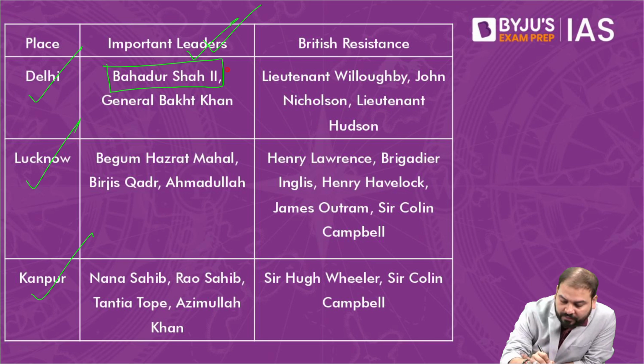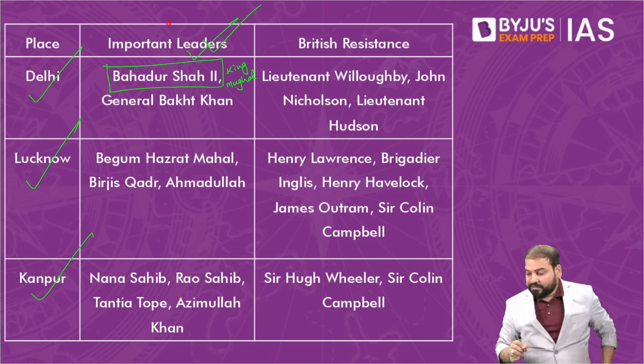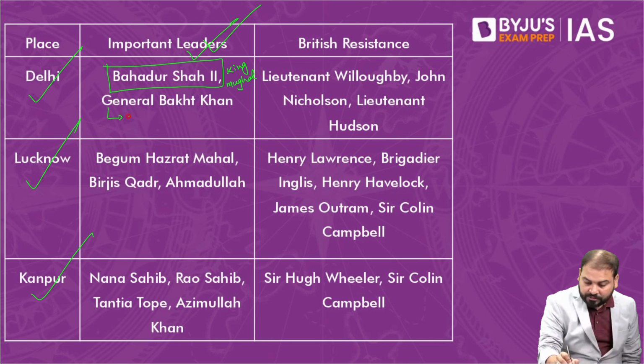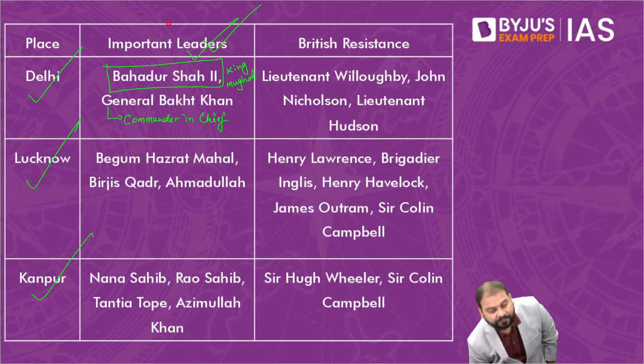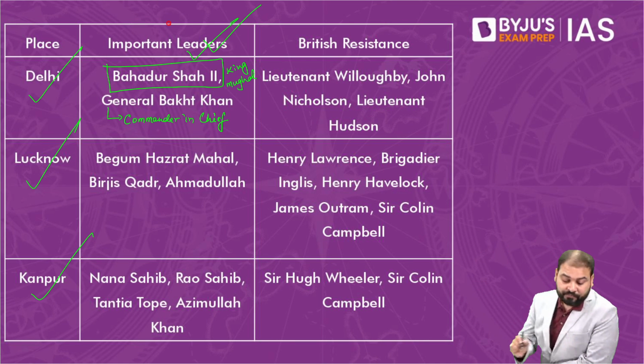He is the Mughal king, and General Bakht Khan was his commander-in-chief. He appointed himself as the commander-in-chief of the army.